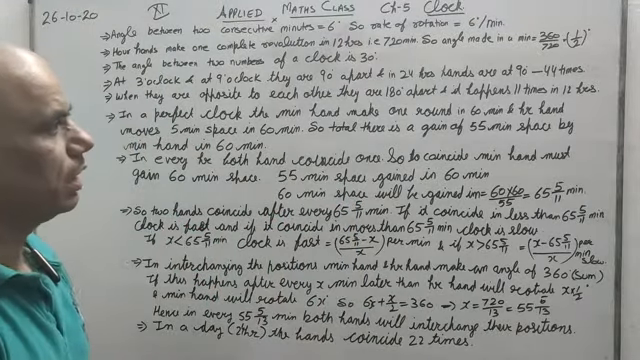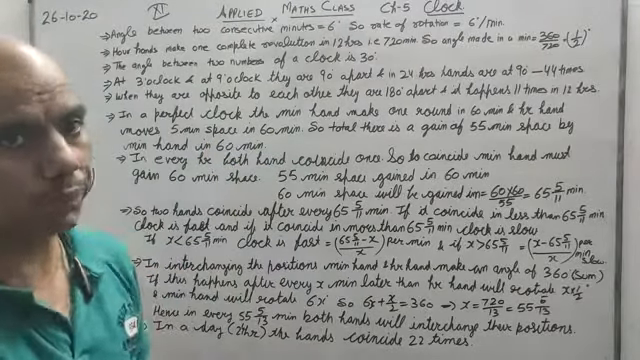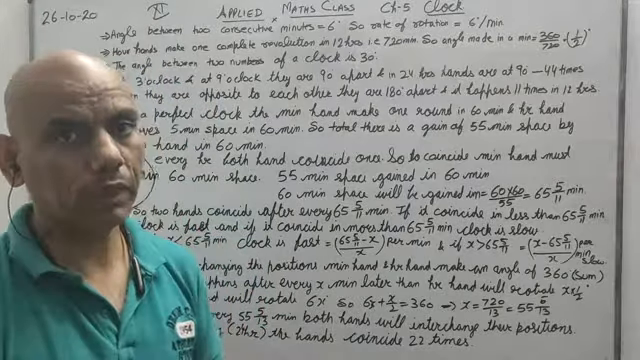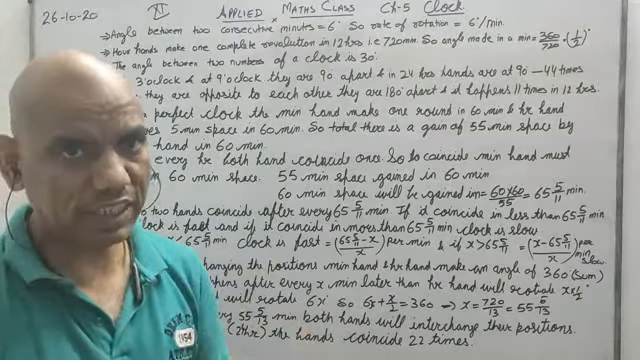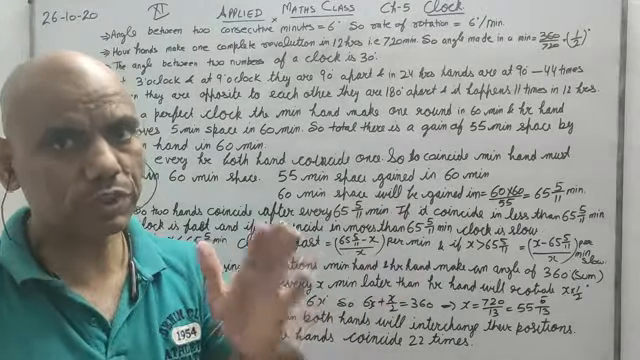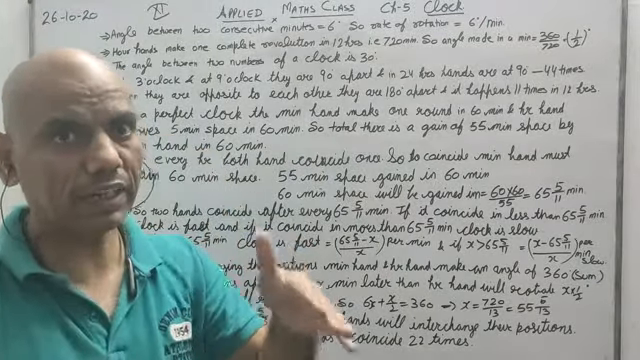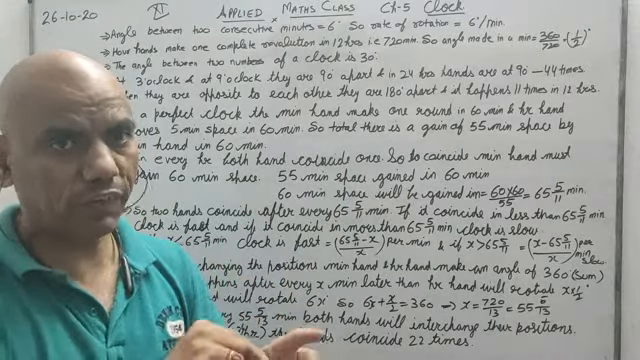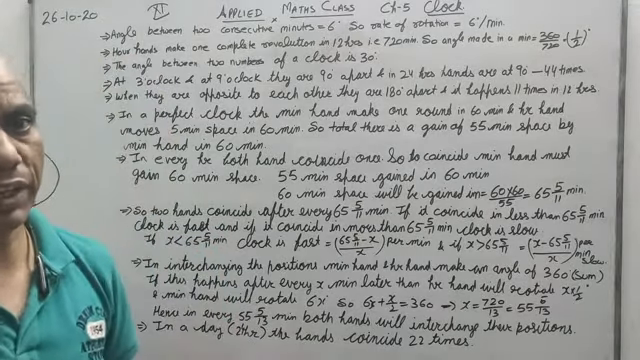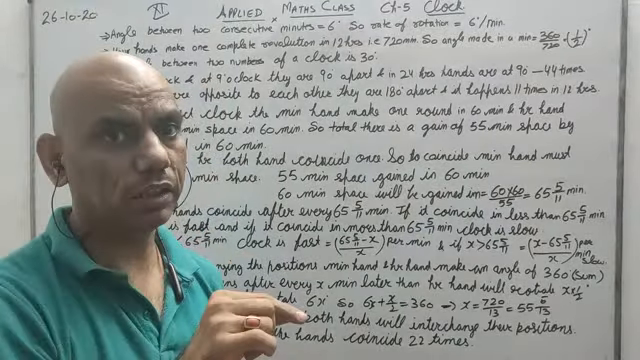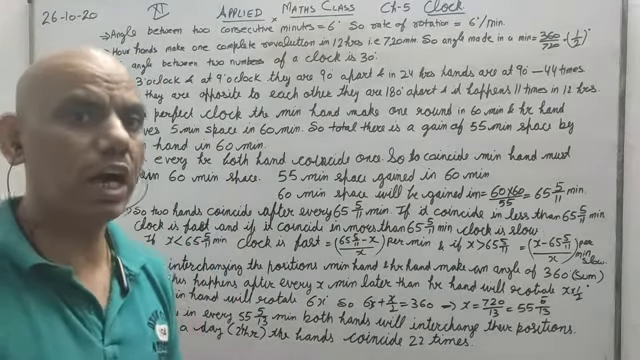Okay. Next, now this is quite an important concept. What he wants to say is that the minute hand covers one complete revolution in 60 minutes, and in the same time the hour hand moves just 5 minute spaces. The minute hand may move 60 minutes and the hour hand moves 5 minutes. So the difference between the two is 55 minutes. So every hour, the minute hand gains 55 minutes over the hour hand.